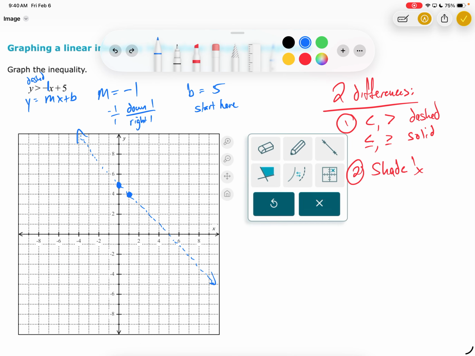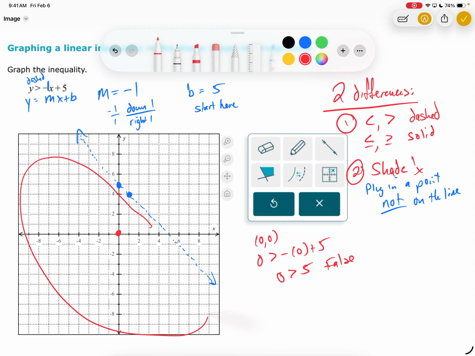So what you can do is you can plug in a point that's not on the line. And the easiest one to always plug in is 0, 0. So if I plug in 0, 0, 0 is greater than negative 0 plus 5. Is 0 greater than 5? That is false, right? So what that means is that any point on this side of the line, if I plugged it into here, it would come up false.